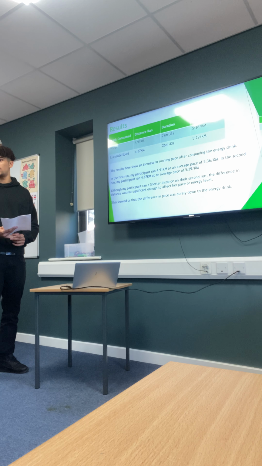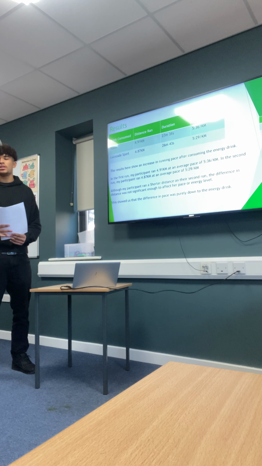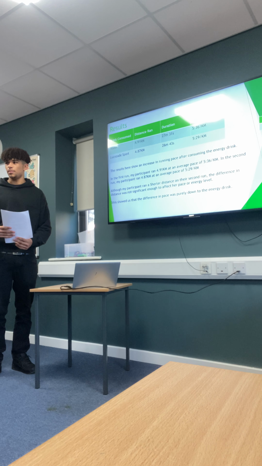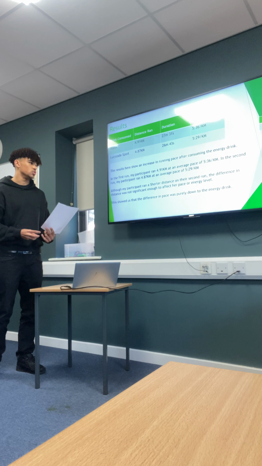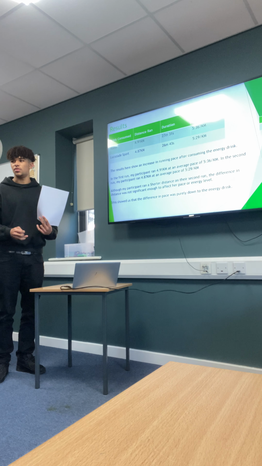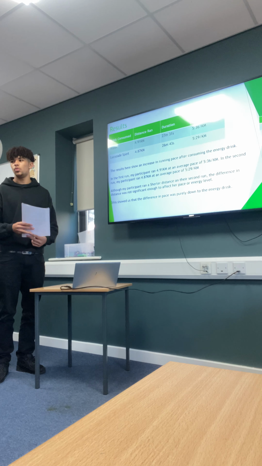Obviously, an energy drink is not going to create a significant, massive difference, but this can show that it helps. So even though they ran a shorter distance on the second run, the difference in distance was not significant enough to have affected her pace or energy level, which shows that the energy drink did have an effect.